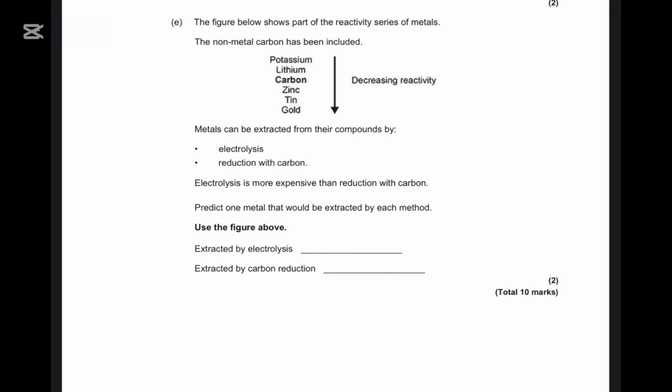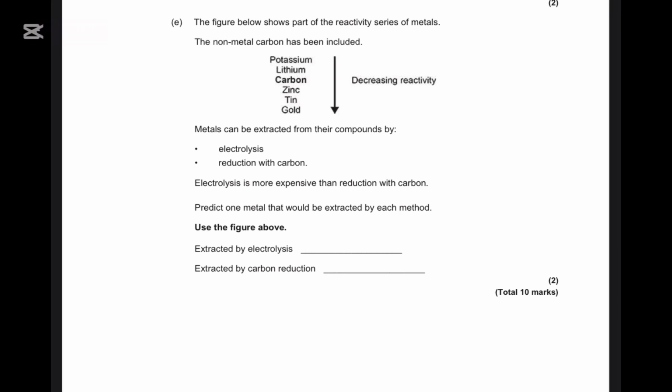Now, I would say that we should take note of something. Lithium can also be extracted by electrolysis because it is more reactive than carbon and every other metal below it. We should also take note that gold cannot be extracted by reduction. It does not require any extraction process. Like I said earlier, it is a native metal. Now that we've answered that question, we already understand what extraction of metals is and what the reactivity series is.